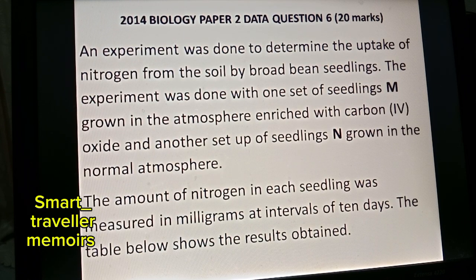An experiment was done to determine the uptake of nitrogen from the soil by broad bean seedlings. The experiment was done with one set of seedlings M, grown in an atmosphere enriched with carbon dioxide, and another set of seedlings N, grown in a normal atmosphere. The amount of nitrogen in each seedling was measured in milligrams at intervals of 10 days. The table below shows the results obtained.